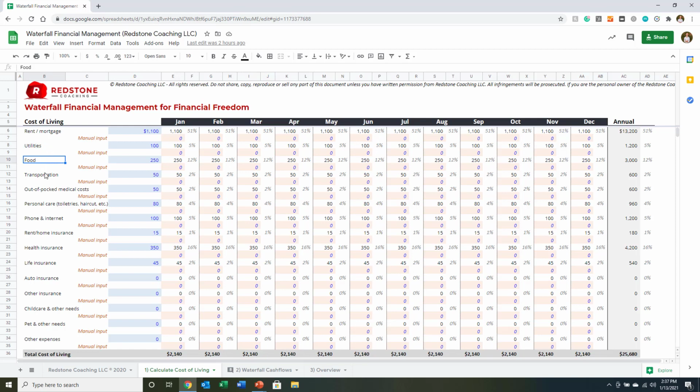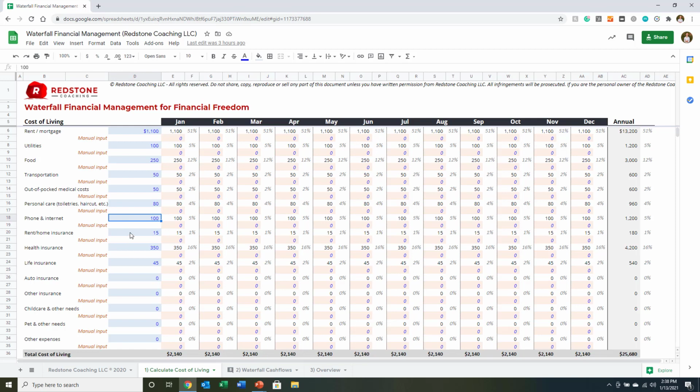And then, or I'm sorry, not food. Food's down here. So then you have food. How much are you spending on food per month? How much are you spending on transportation? And transportation is, think of that as like a car bill or gas, anything like that. And then out-of-pocket medical expenses. And then you're going to have personal care/toiletries, so haircuts, toothpaste, deodorant, toilet paper, whatever.